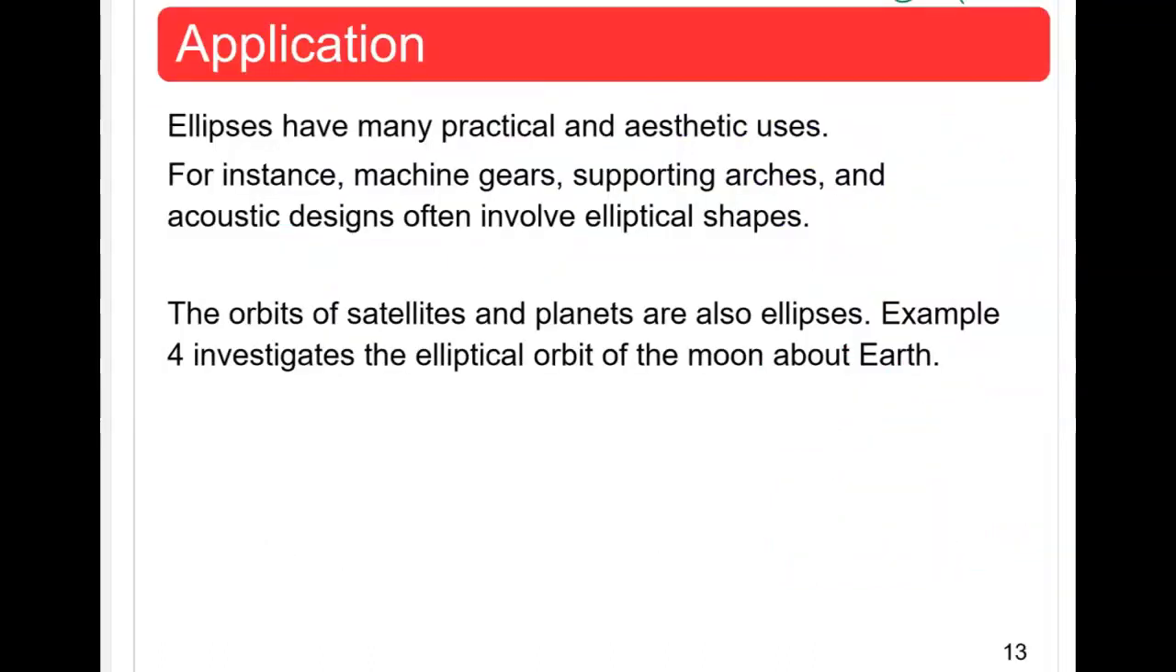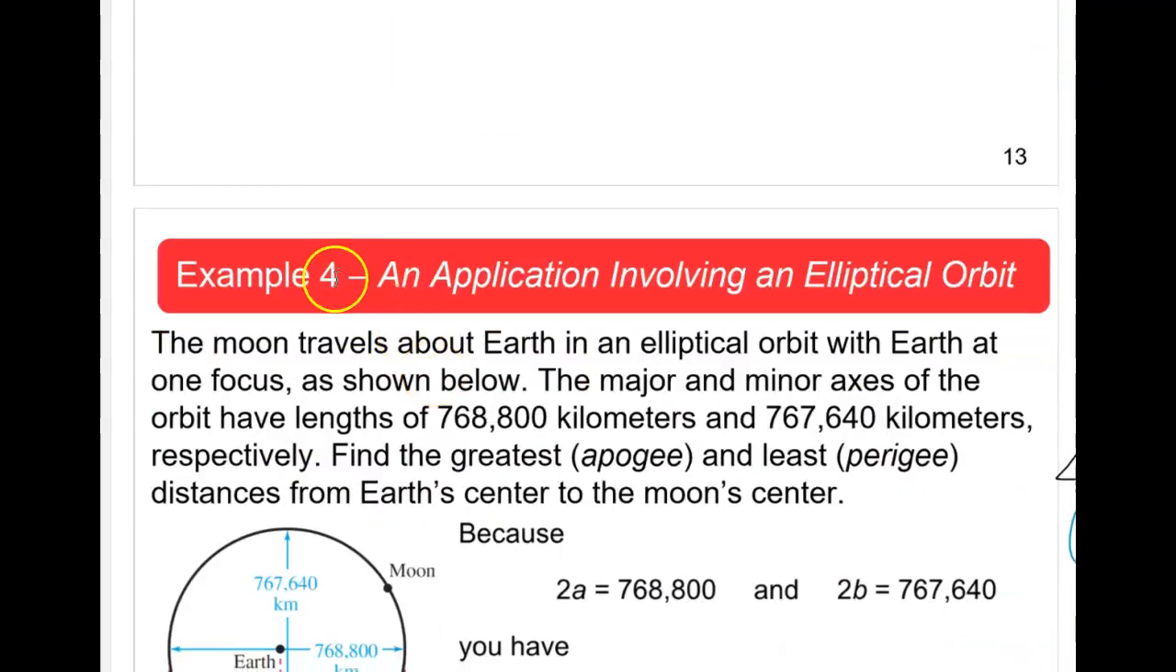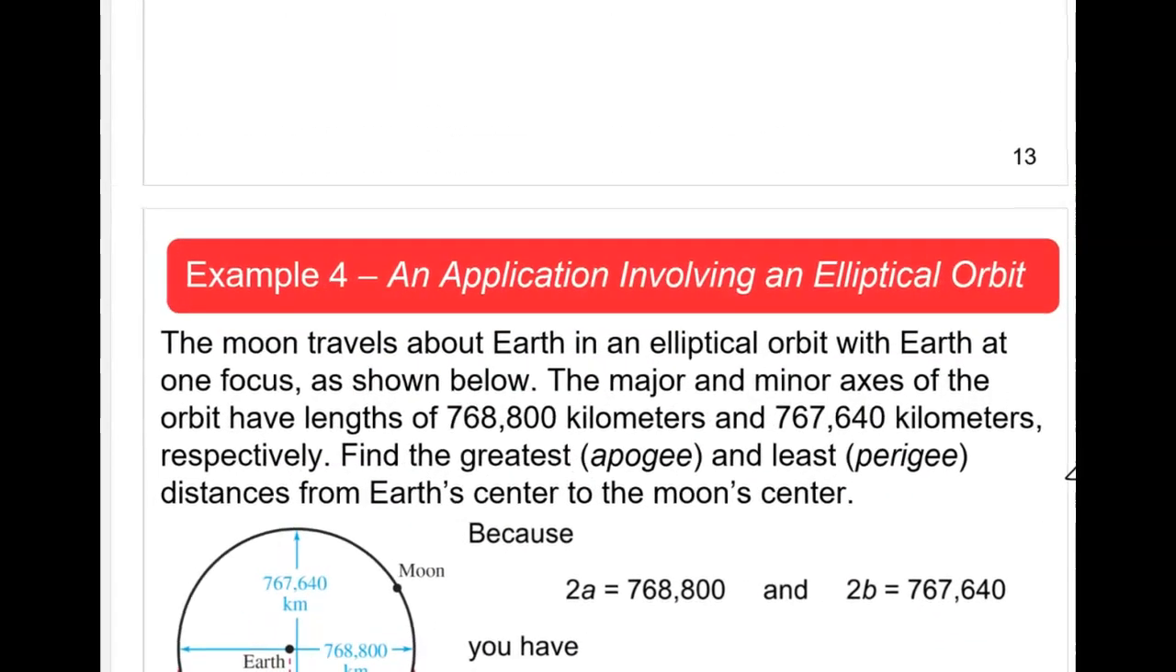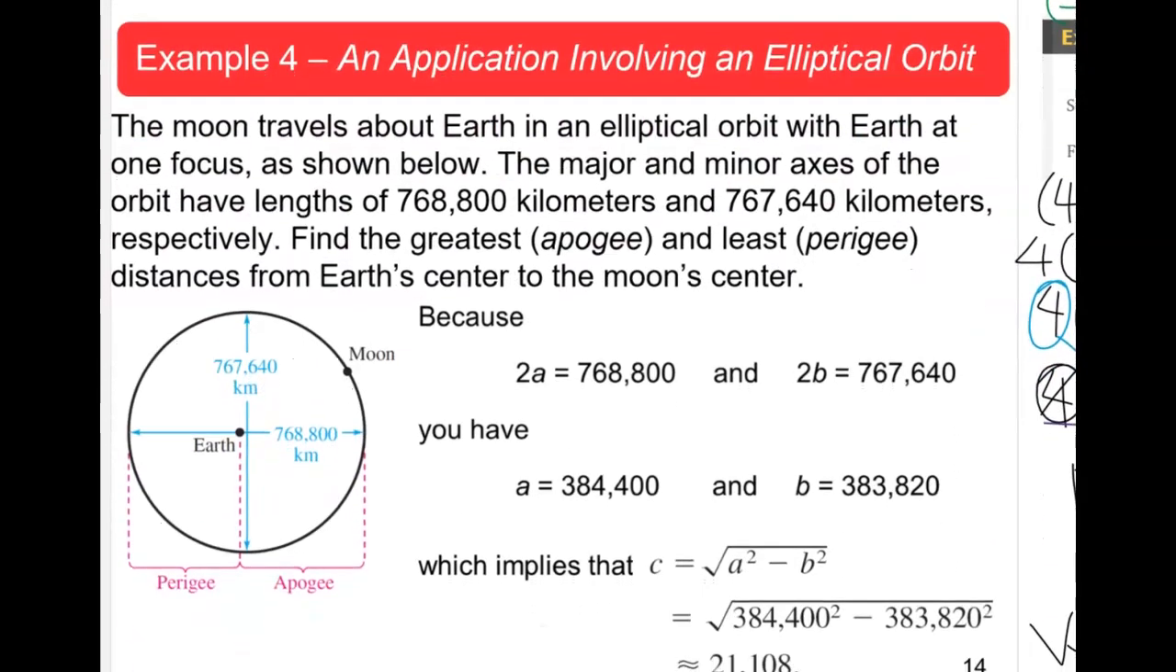So as I mentioned before, the planets have elliptical shapes as their orbits. Also, satellites, they orbit in an elliptical way as well. So the next example, which they're calling 4, but I'm going to call it 5 because we already did 4. So this one talks about that. And it's an application involving an elliptical orbit.